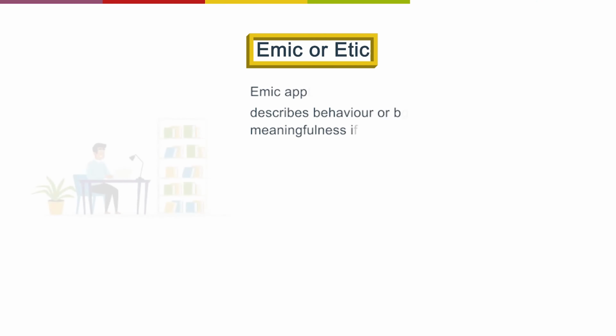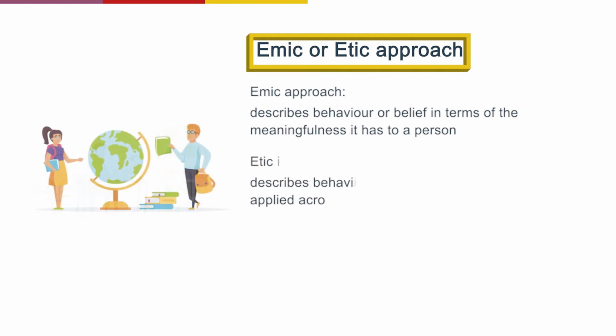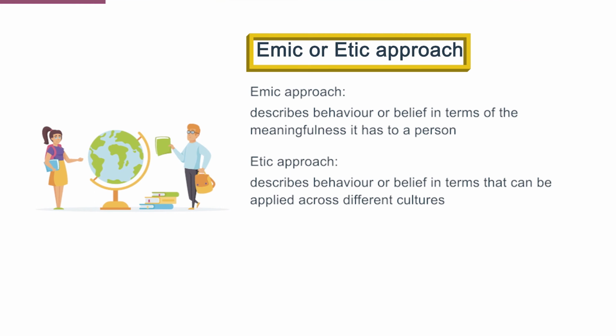Another way to decide whether to use quantitative or qualitative methods is by using the emic or etic approach. An emic approach describes behavior or belief in terms of the meaningfulness it has to a person, consciously or unconsciously. That is, an emic approach comes from a person within a particular culture. In contrast, an etic account describes behavior or belief in terms that can be applied across different cultures. That is, an etic account attempts to be culturally neutral.